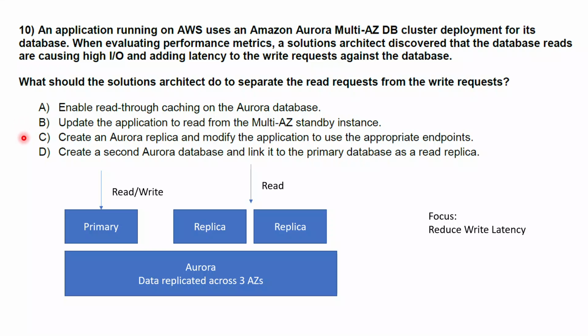Choice C talks about creating an Aurora replica and modify the application to use the appropriate endpoints. This can definitely address the issues described in the question. And with choice D, it's asking us to create a second Aurora database and link it to the primary database as a read replica. This choice is incorrect. You cannot link 2 databases like this. So among all these choices, choice C is the correct answer.